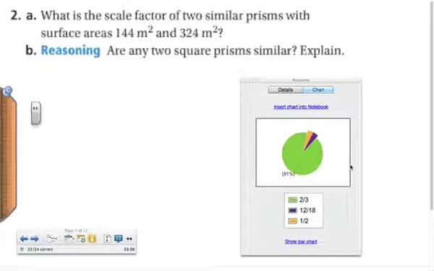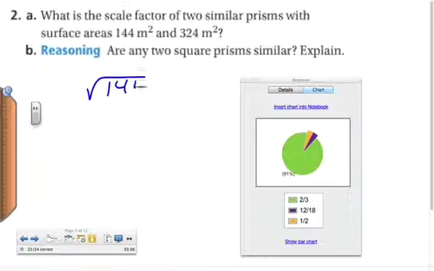And some of you didn't reduce the fraction, but your heart's in the right place. 2 over 3 is the scale factor. What you're doing is taking, and I loved that someone asked me, oh, this one is dealing with area, so I'm not going to cubic root it like I did in the one that you did, Mrs. Clouse. I'm just going to square root it like we did last chapter.